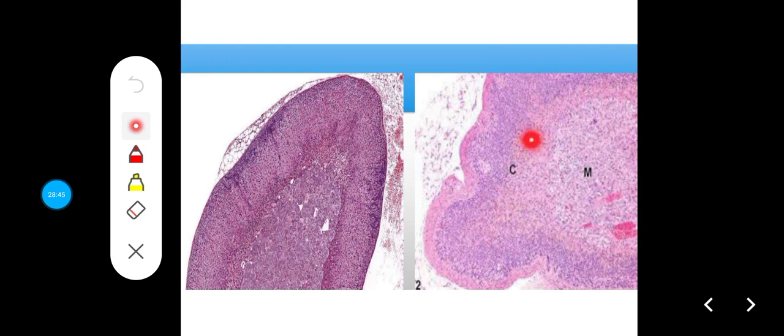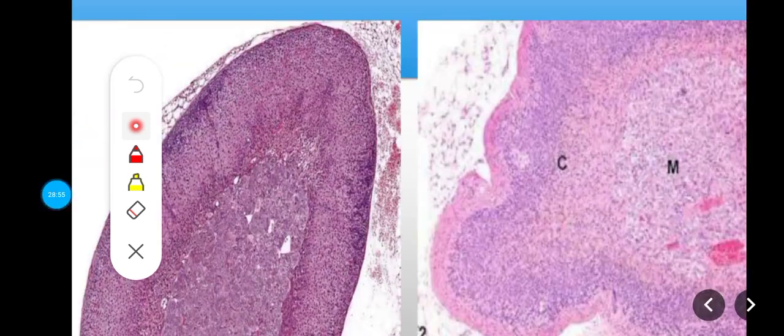So this is the cortex. Okay, it's labeled here. This is the cortex, the medulla. Notice how loosely organized the medulla looks, with sinusoids. This is the cortex, the capsule. This is the zona glomerulosa, not the capsule. This is the zona glomerulosa.